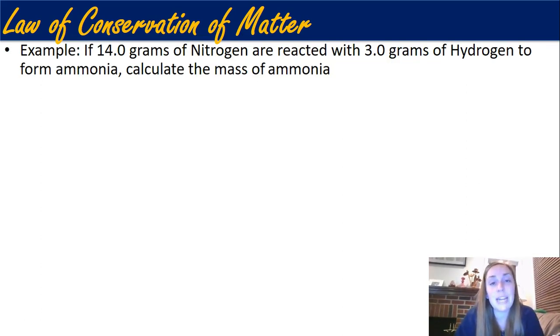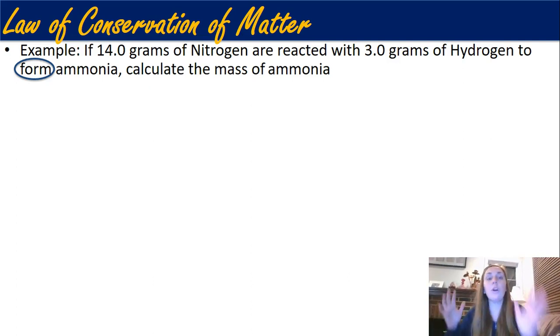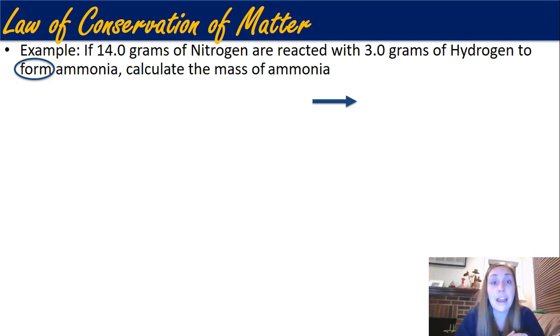Okay, so let's do an example with that formula. If 14 grams of nitrogen are reacted with 3 grams of hydrogen to form ammonia, calculate the mass of ammonia. So we're going to take this and put it into a more chemically looking formula. First thing I want to point out is this word "form." That's saying the reaction happens, we're going from the reactants to the products. So that's our little arrow there, our yields. Everything mentioned before it are your reactants. Everything after it are your products.